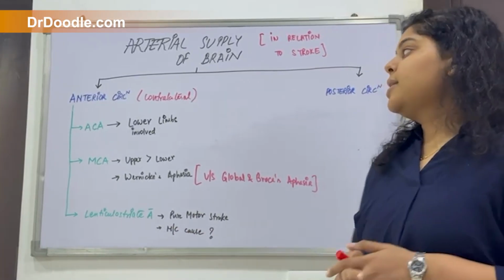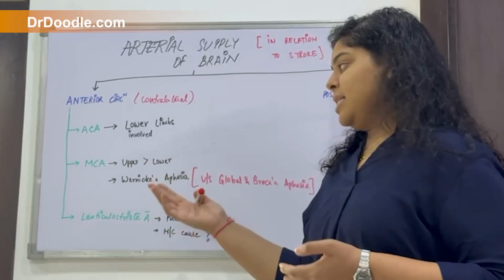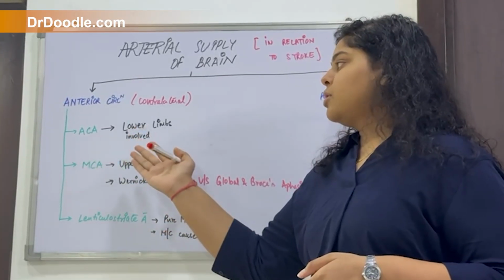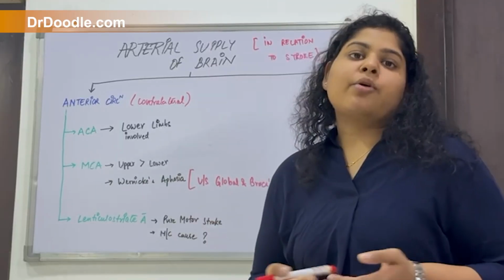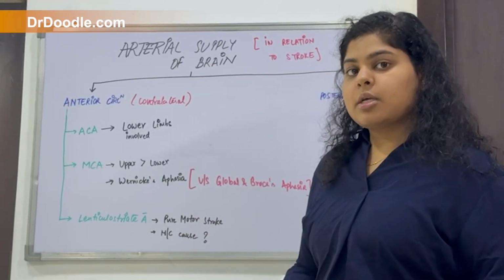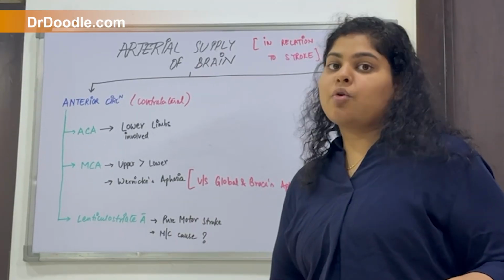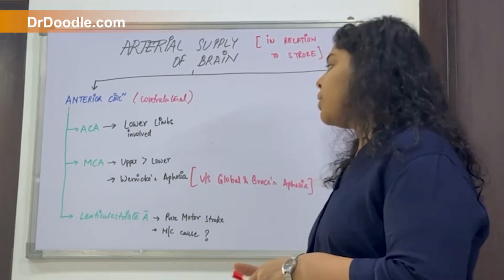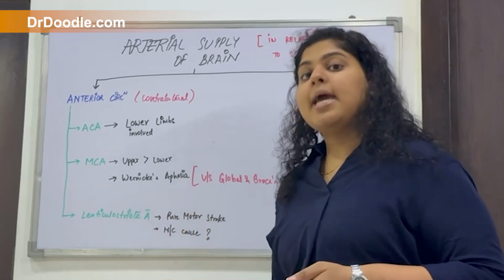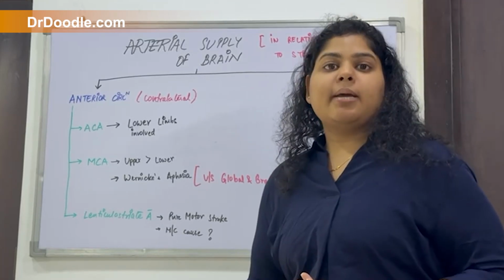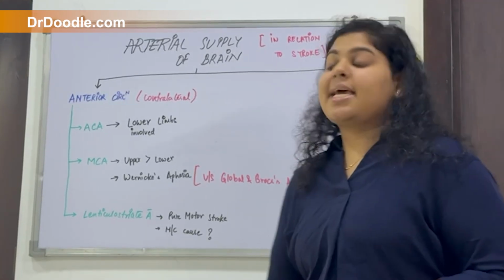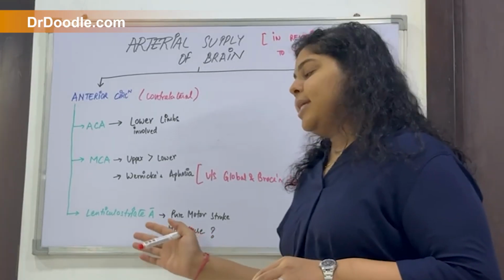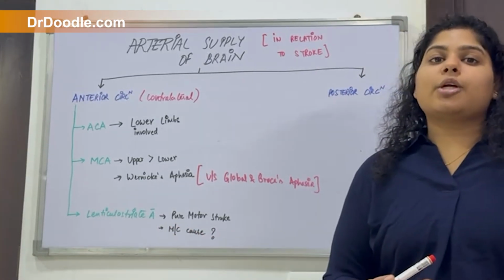So to summarize, we have the three arteries, the ACA, MCA and the lenticulostriate. The ACA causes the lower limb involvement or anything which is below the umbilicus. So if you have an ACA stroke, say on the right side, you lose the left lower limb. Then if it's an MCA, MCA is more of the upper limbs, but the differential, as we said, is a Wernicke's aphasia. And the third one is the lenticulostriate artery, which causes a pure motor stroke.